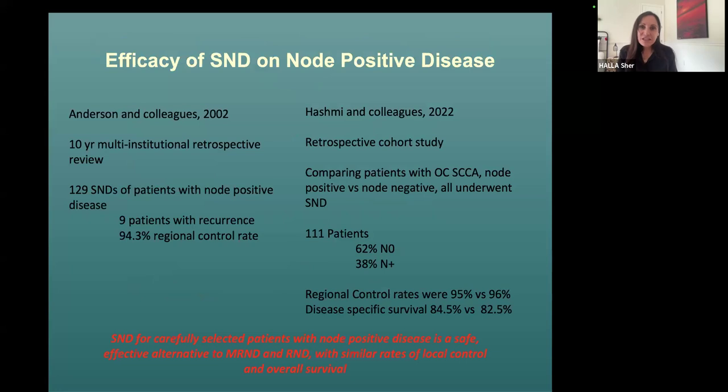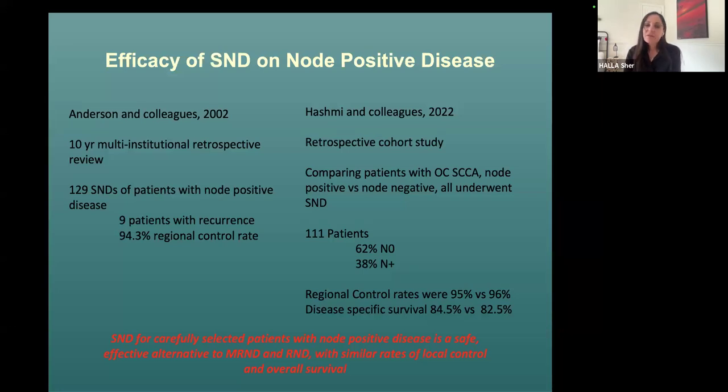So I've highlighted 2 studies here. Anderson and colleagues in 2002 did a 10-year multi-institutional retrospective review where they looked at 129 patients who underwent selective neck dissections for node-positive disease. And they found of those 129 patients, 9 of them had recurrence. So that's a 94.3% regional control rate, which is quite good.